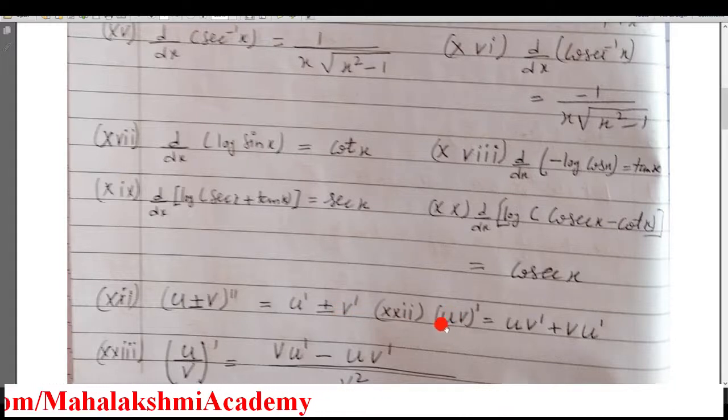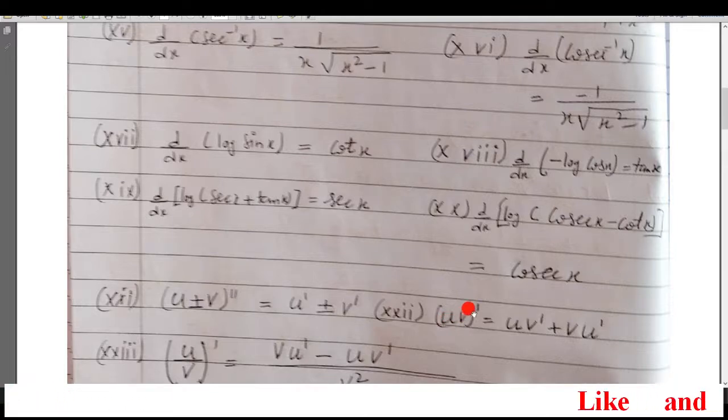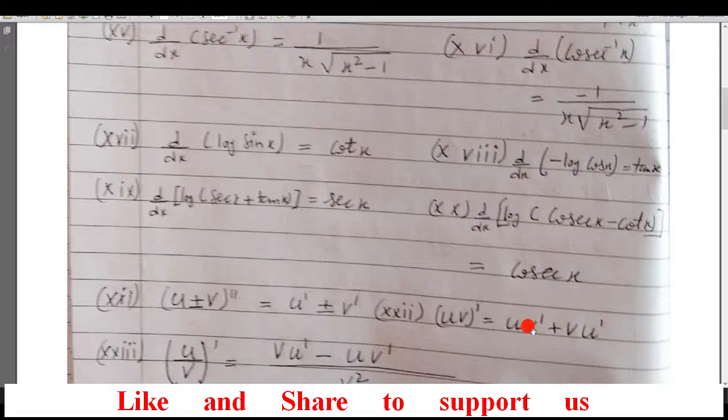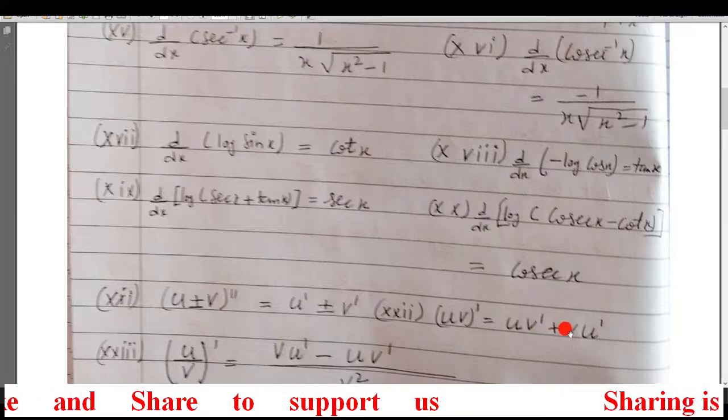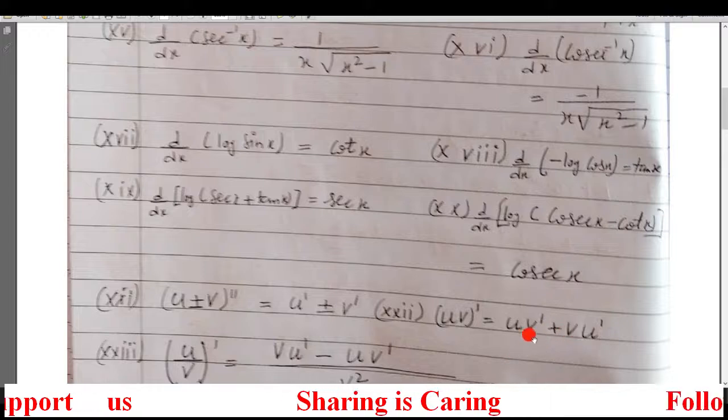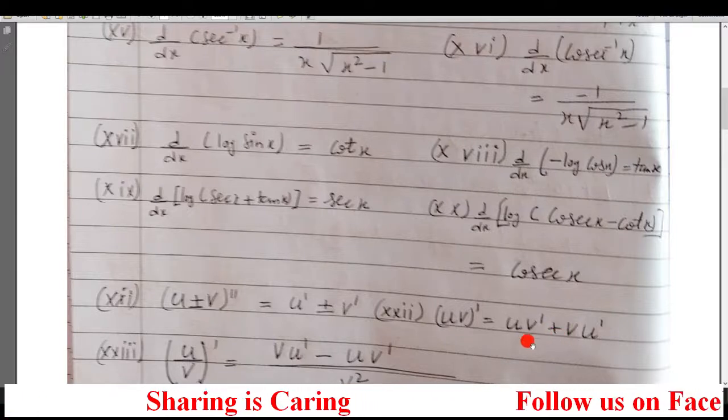In the same way, if two functions are multiplied and you have to differentiate the product, then the differentiation is first function as it is, second function differentiated, plus second function as it is, and first function differentiated. You can write them in first and second place, it's not a problem.